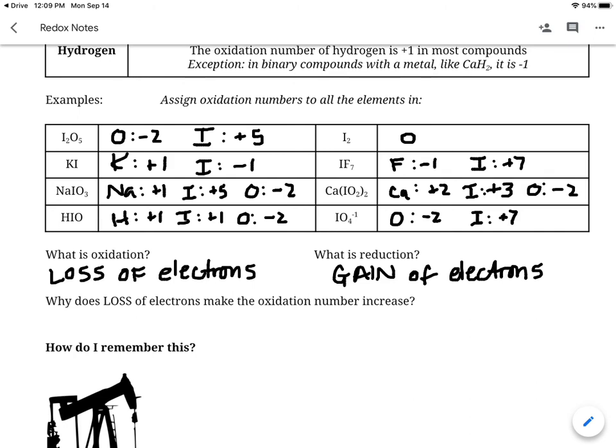Now here's a question, of course. Why does the loss of electrons make oxidation number increase? Again, we're using oxidation number to kind of keep track of what's going on with the electrons. So what you will see is that when oxidation occurs, electrons are lost, and as a result, the oxidation number is going to increase. So this question is asking, why would that be? Why would the loss of electrons make the oxidation number increase?